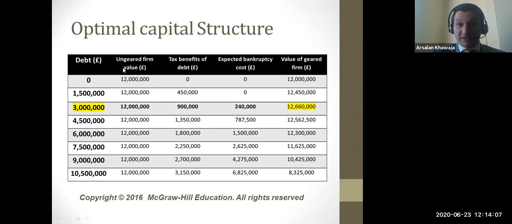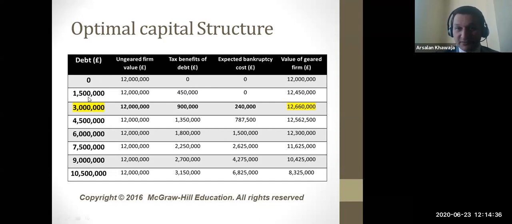One of the biggest advantages of debt is that debt is tax deductible, which means you do not pay any tax on debt. So for instance, if you take a debt of 1.5 million pounds, assuming 30% is the tax rate, you are able to save 450,000 pounds in tax benefits if you take a debt. Okay.